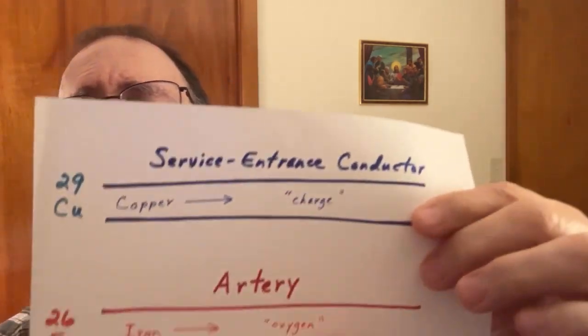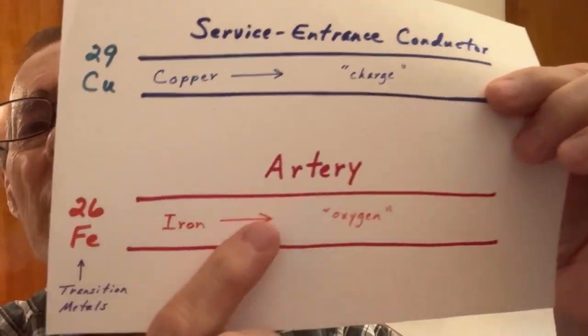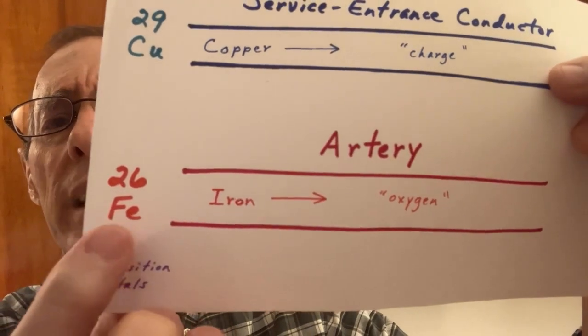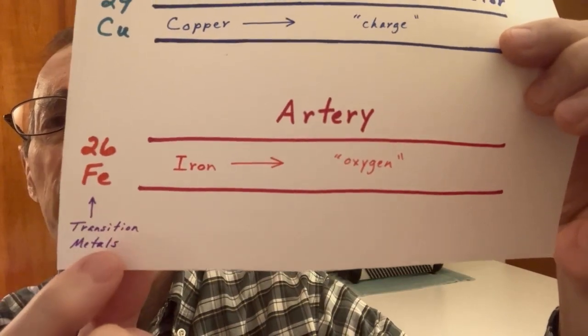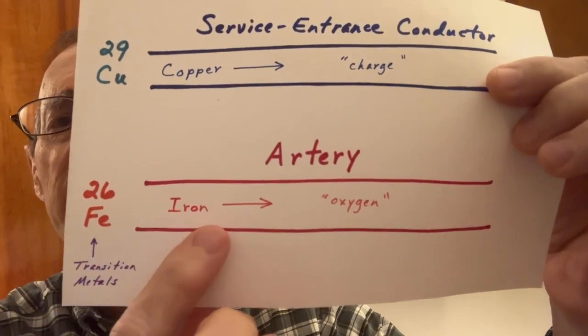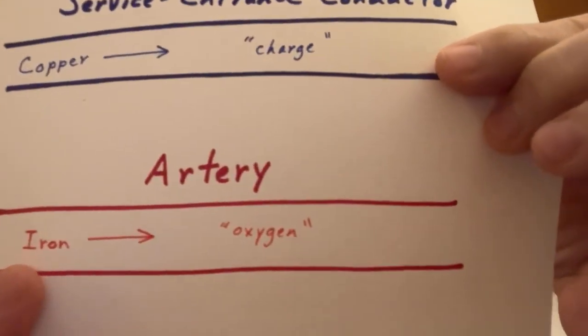Now, what about the artery? What does the artery have? Oh, the artery has another metal. They're called transition metals or transition elements. And what does it have? It has iron. And what does the iron do? The iron in the hemoglobin carries the oxygen, without which you wouldn't be sitting here watching this. You would be dead.